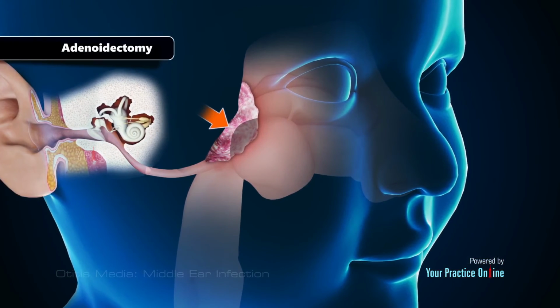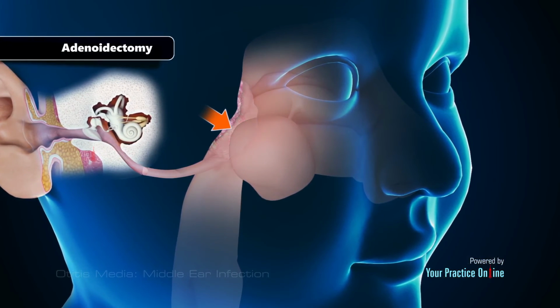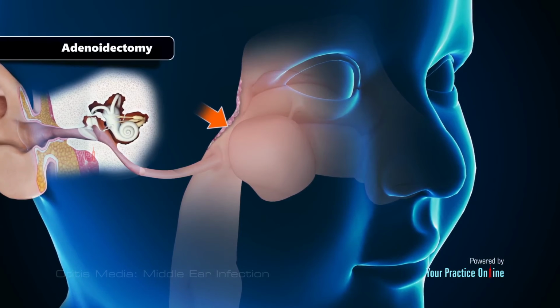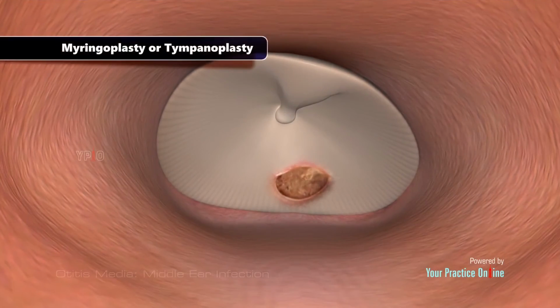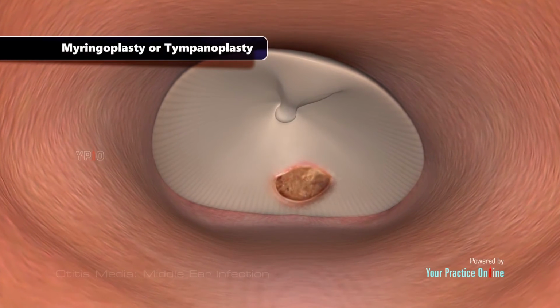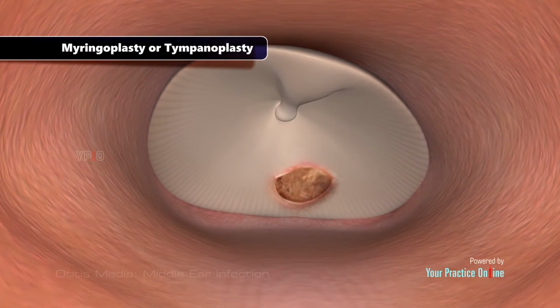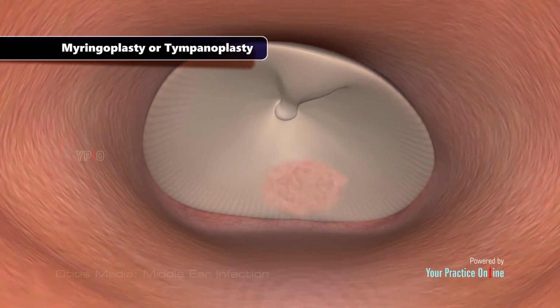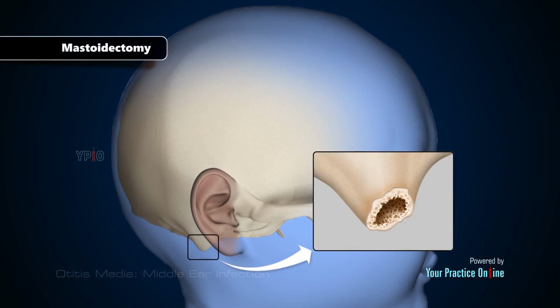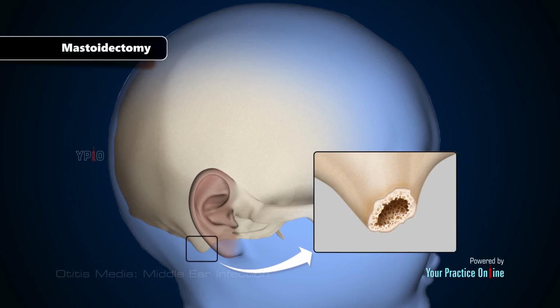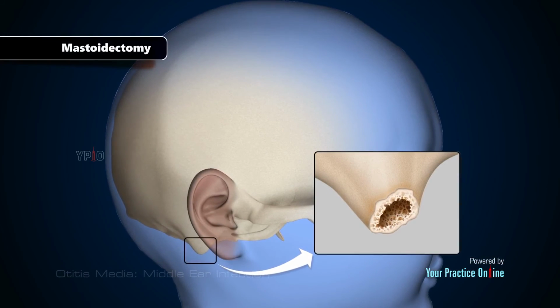An adenoidectomy, or removal of the adenoid glands, may be performed if they are enlarged and blocking the eustachian tube. A perforated eardrum may be repaired through a procedure called myringioplasty or tympanoplasty, using a graft of cartilage tissue. A mastoidectomy may be performed to remove an infected mastoid bone.